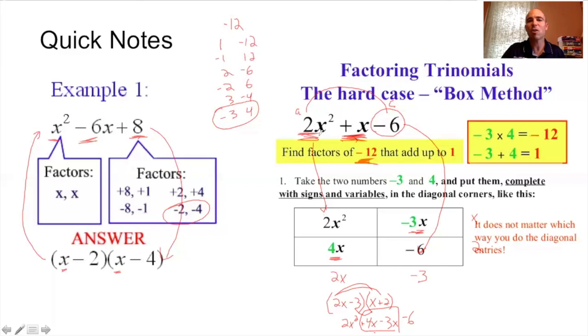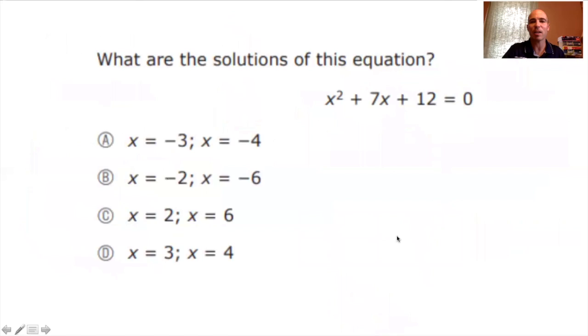But if that lead coefficient is not 1, it's not just simply x squared, right? You can't just do the unfoiling thing. Well, you might be able to if you're a very sharp math student, but most of us need to use a technique like the box method in order to figure that out.